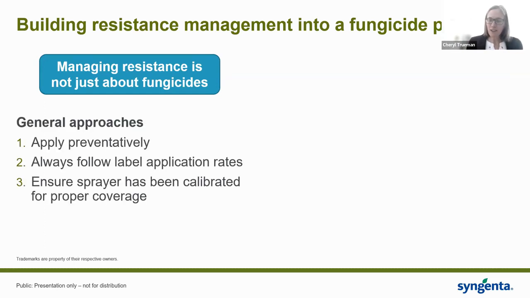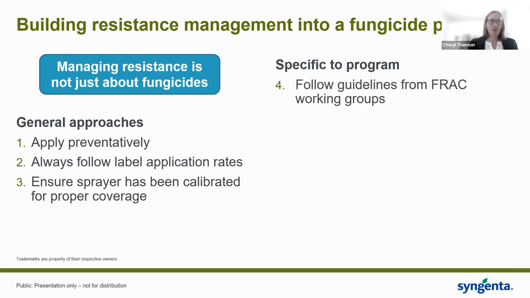General approaches: apply fungicides preventatively, follow the label application rates, and ensure you've got your sprayer set up to get proper coverage. And that could vary with growth stage and time of year, canopy coverage, etc. So thinking about carrier volume, thinking about nozzle selection, and those kinds of things.